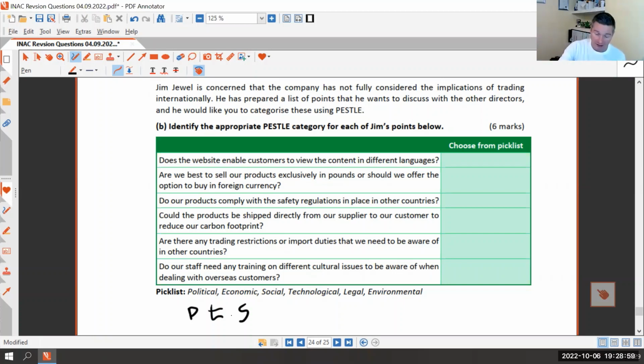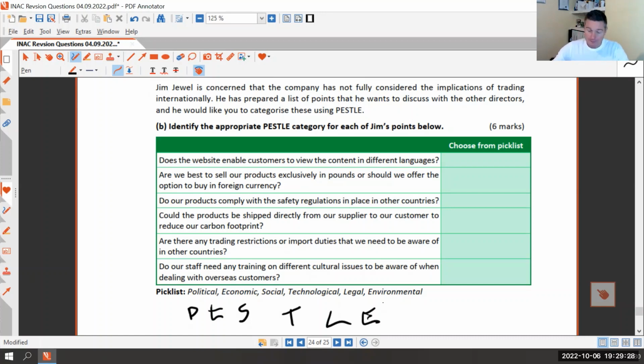Then the question says, what are the 3 remaining aspects of PESTLE? And you just had to explain that it was technological, legal, and environmental. So it can be a written task. It can be a drop down like this. But the main thing is you've got to know the 6 aspects of PESTLE. This is going to be really, really examinable. I would think it's going to be all there.